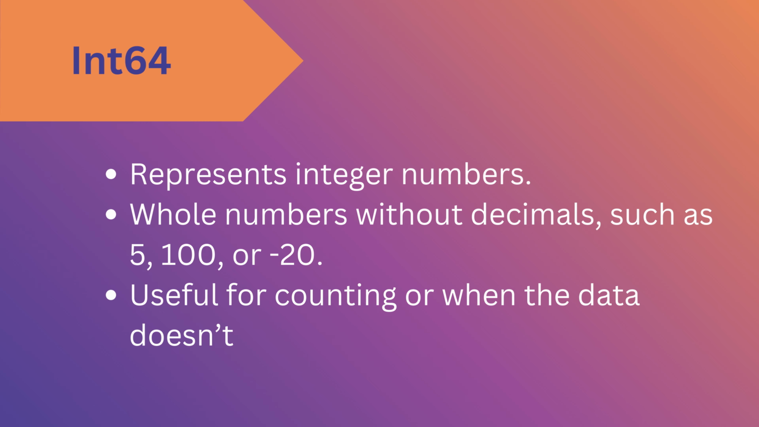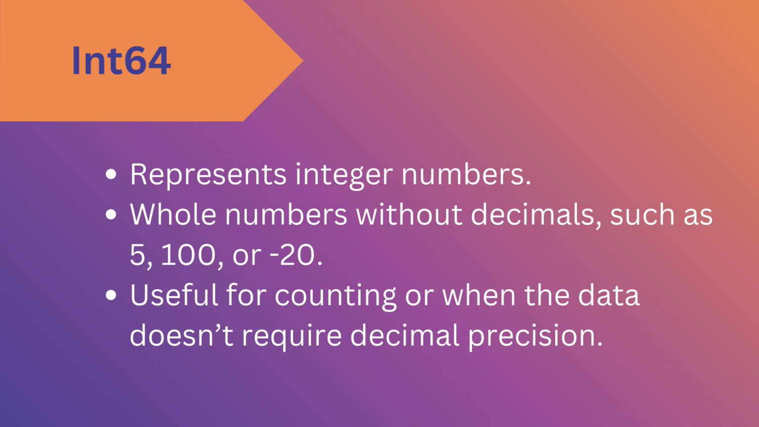Let's take a look at some other common data types you may encounter apart from object and float64. First one is int64. The int64 data type represents integer numbers. These are whole numbers without decimals, such as 500 or -20. You will typically find this type in columns like quantity or order ID, if they are purely numeric. Integers are useful for counting or when the data doesn't require decimal precision.